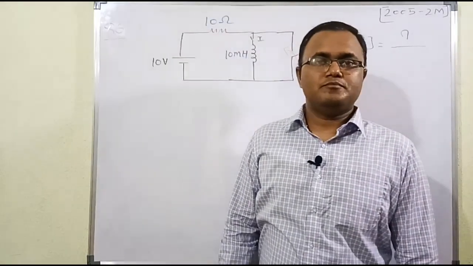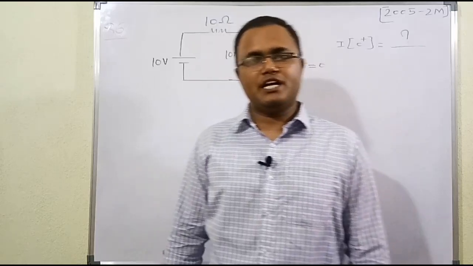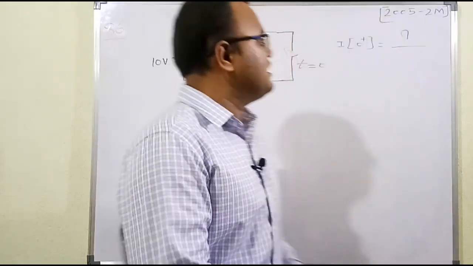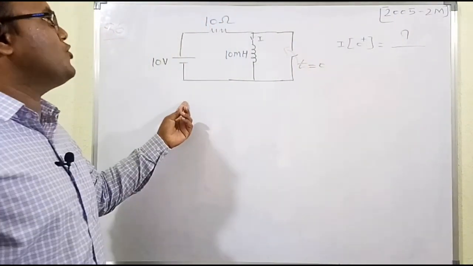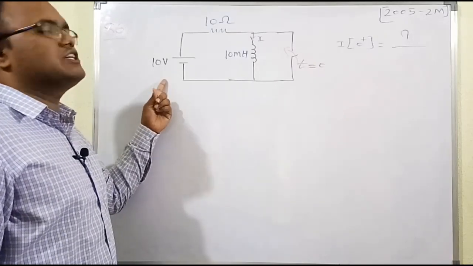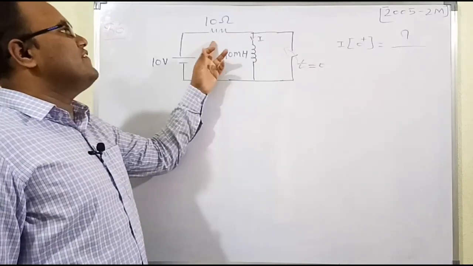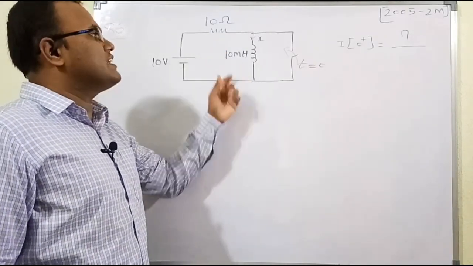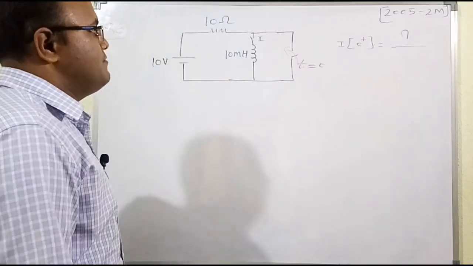After solving the previous problem, now let's move forward to do another numerical. The numerical number is 86. In this question, they have given a circuit. In this circuit, there is an ideal voltage source of 10 volt, a resistor of 10 ohm, and an inductor of 10 millihenry.